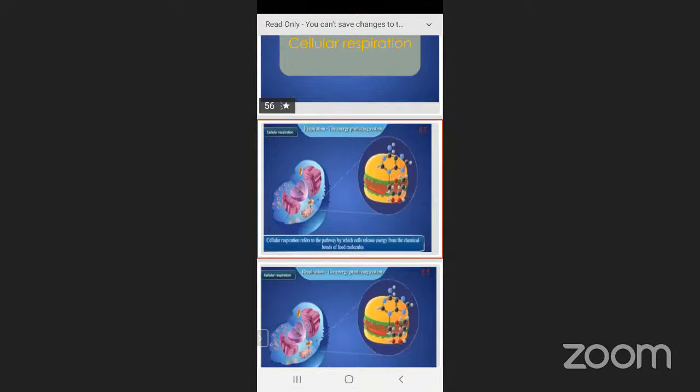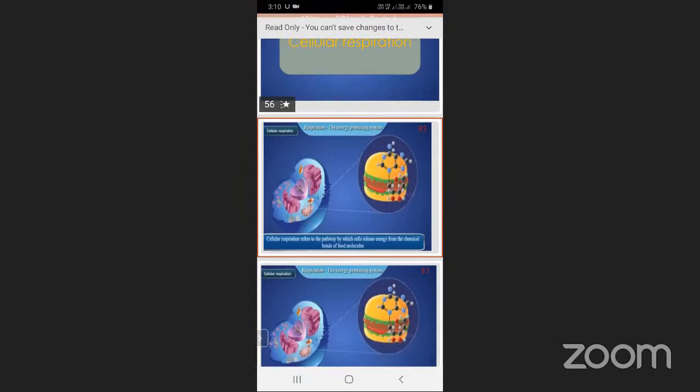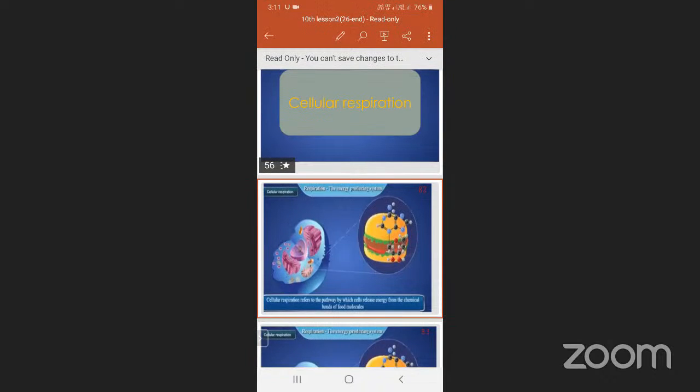See here, cellular respiration refers to the pathway by which cells release energy from the chemical bonds of a food molecule. Okay, look at the screen, all of you.